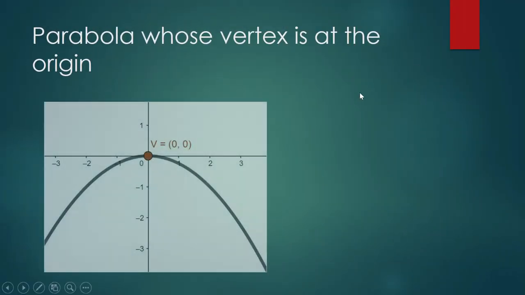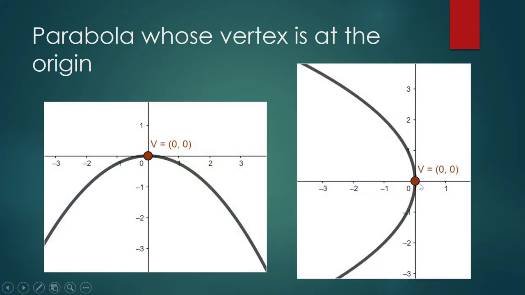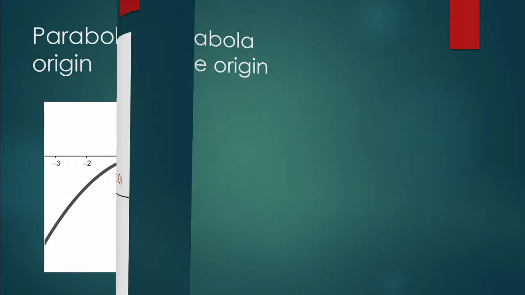Parabola whose vertex is at the origin. So that is the origin, and this is your parabola. We shall be talking about two sets of parabola here. One is in which the axis is vertical, and the other one is where the axis is horizontal.